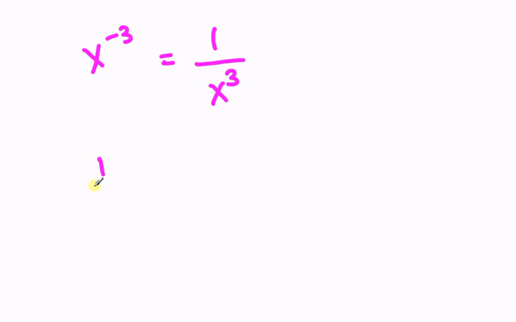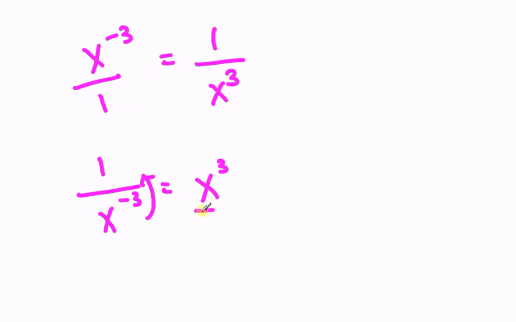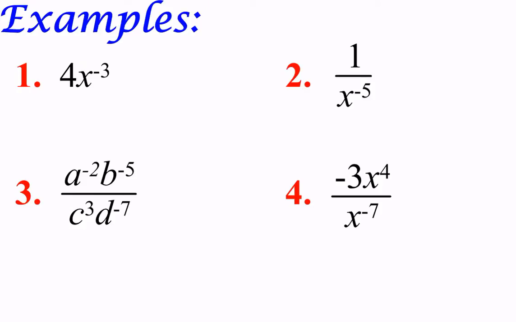If it was already in the bottom, like you started off here, you could then bring it to the top and write it as x to the regular third. So anything with a negative power essentially changes which half of the fraction it's on. Since this was originally over 1, and this is now over 1, it's just switching. We just usually don't write the divide by 1. So let's do a few more examples, and then we'll do the last property.